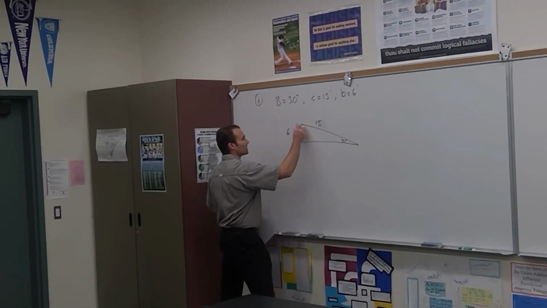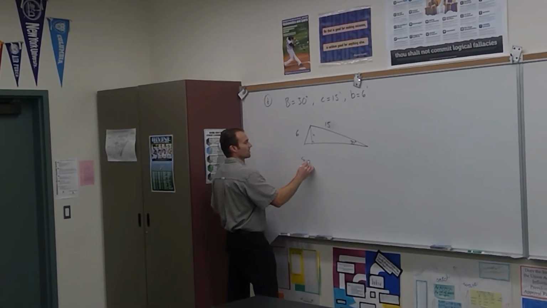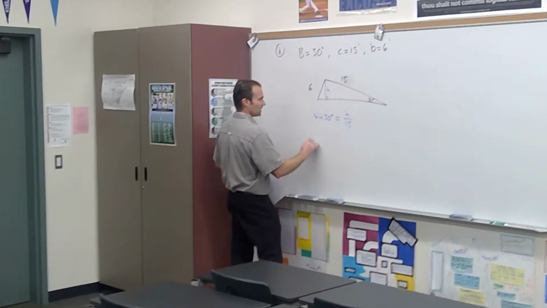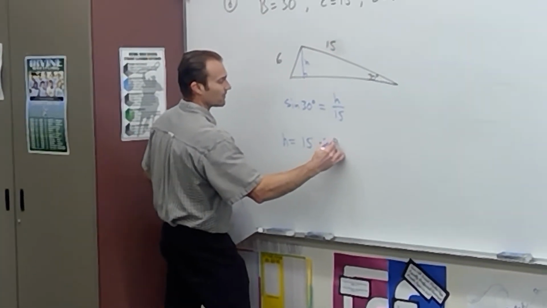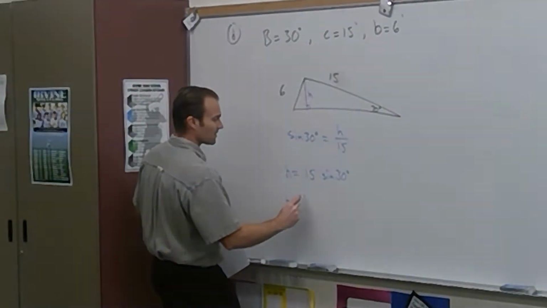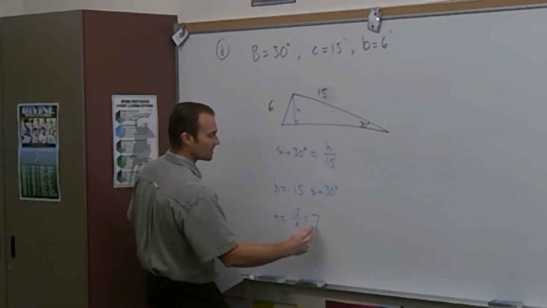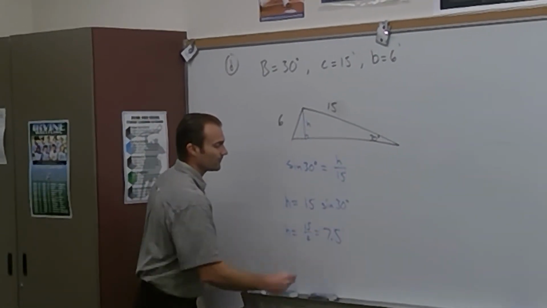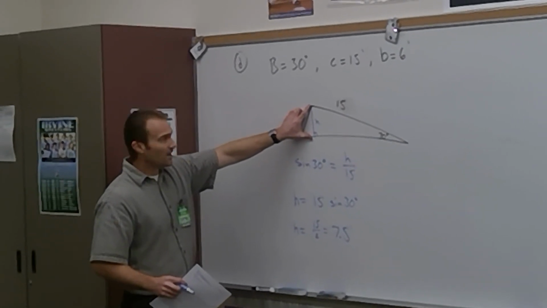Okay, find our height. So sine of 30 degrees equals my height over 15. My height equals 15 sine of 30 degrees. We know sine of 30 degrees is a half, so my height is half of 15, or in other words, 7.5 units, feet in this case. All right, so my height, it turns out, is 7.5.